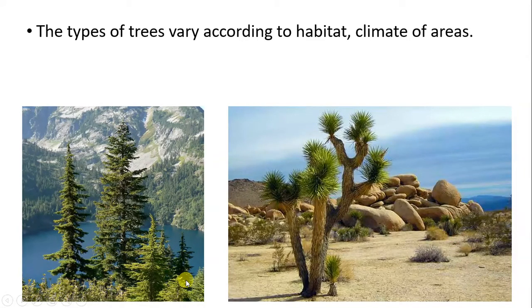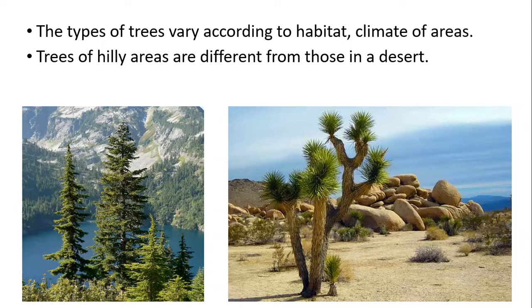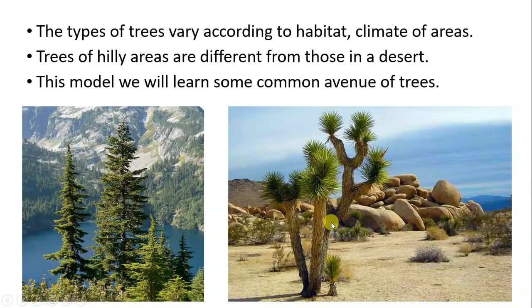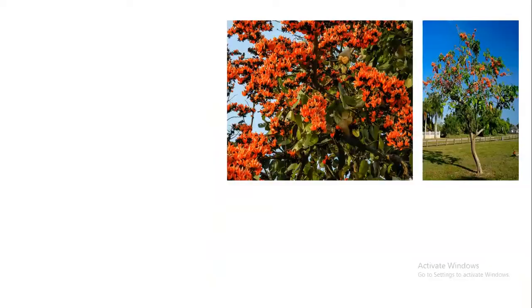As we know, in a particular region there are variations seen in the habitat and in the climate. So, according to this, there are different trees also. Trees in hilly regions are different, and trees in desert places are different. So, now we will learn some of the avenue trees.